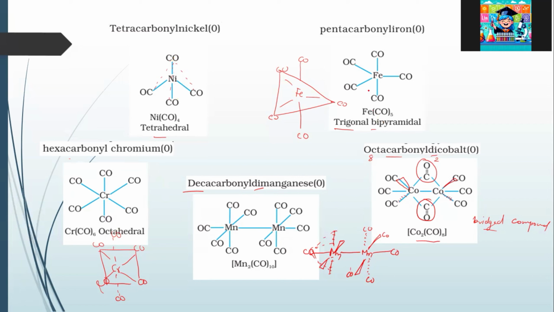And pentacarbonyl iron has a trigonal bipyramidal structure, and all the structures are given here. Hexacarbonyl chromium has an octahedral structure, and we have explained in detail the other two complexes, decacarbonyl dimanganese and octacarbonyl dicobalt.